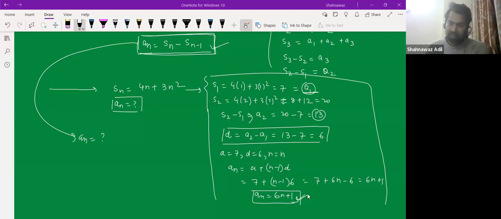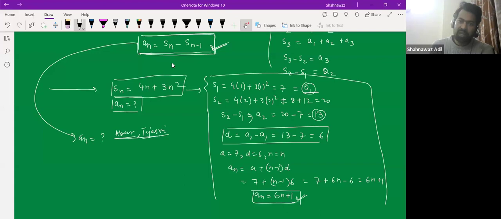Sir, I got 6n plus 1. Okay, so you got that. Tejaswi, same? Yes, sir. Okay, so both of you got the answer. So Amira, we are solving this question. Sn is given, and using this we have to find An. One method that you already know is this one, and I guess you knew this method as well.